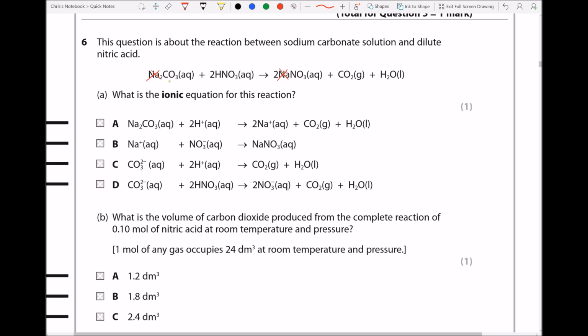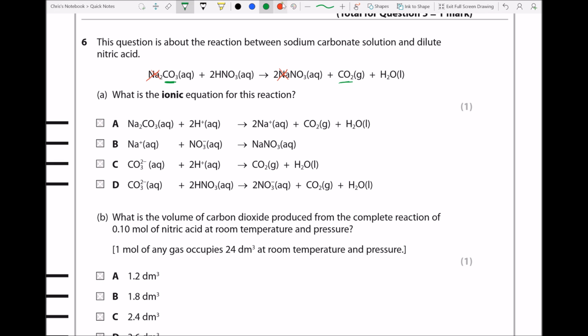Look at the carbonate. Carbonate was CO3 here, but there's no carbonate on this side. It's been decomposed. It's changed into something else, which is carbon dioxide. So the carbonate ion is actually pretty relevant, so I'm going to emphasize that in green. It's obviously broken down into something slightly different.